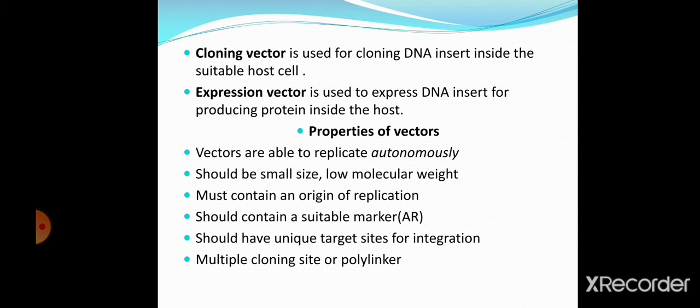So these are the properties of vectors. That is, vectors are able to replicate autonomously. They should be small in size and of low molecular weight, and they must contain an origin of replication. They should contain a suitable marker, that is antibiotic resistance. They should have unique target sites for integration, so that they have more than one restriction site, that is, multiple cloning site or polylinker.